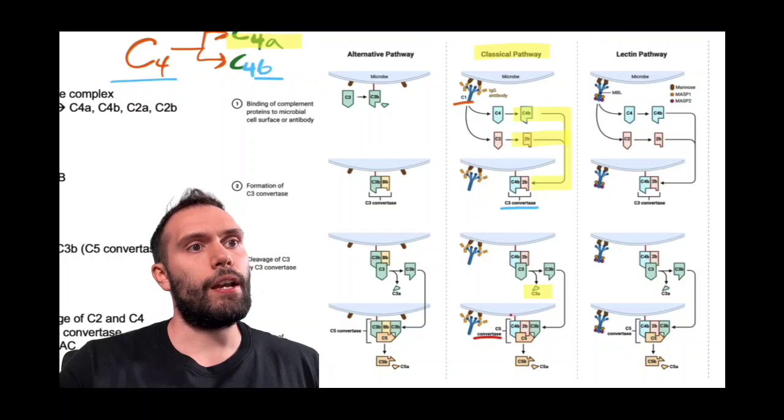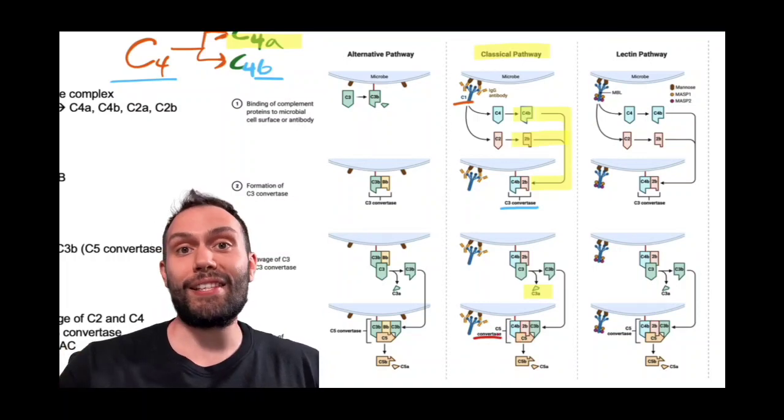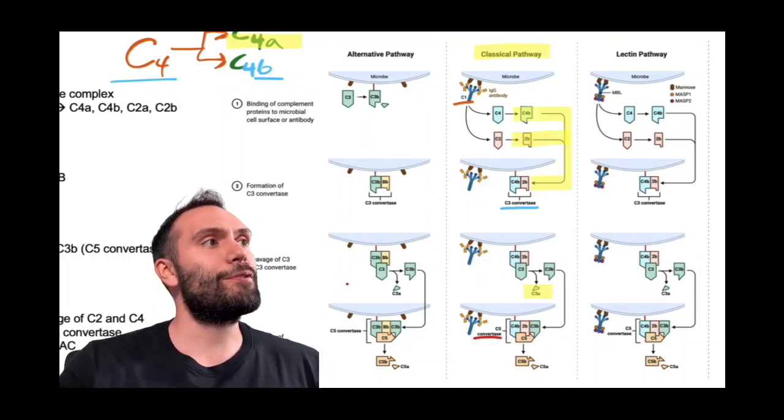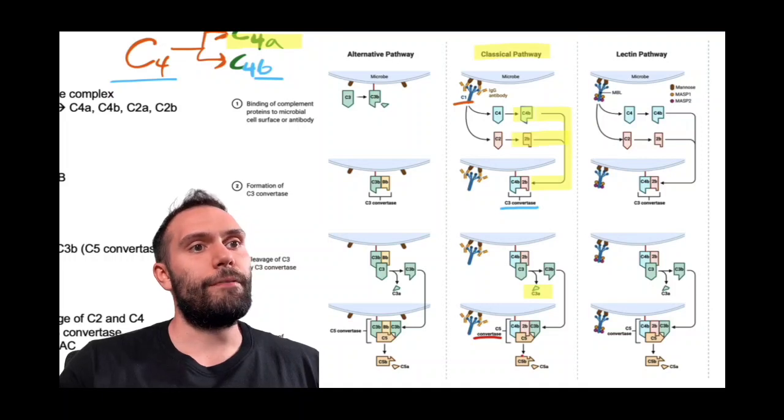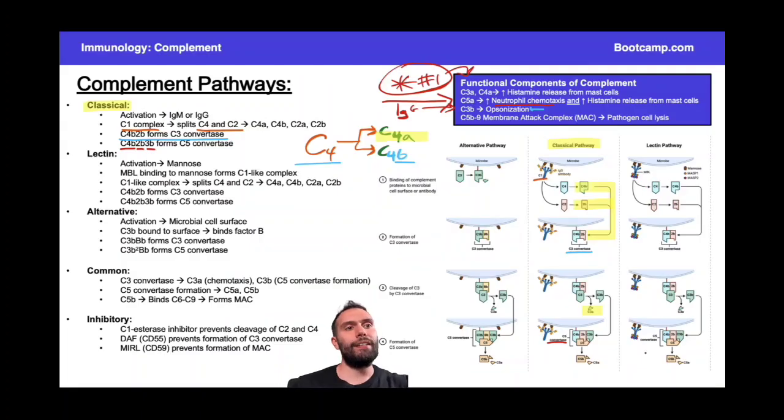Now the C5 convertase, like it says, is going to convert C5. Again, this is formed from C4b, C2b, and C3b. This is kind of where it gets confusing, but again, it's telling you what it does. So it's going to cleave C5. Once we finally get to this step where we form this C5 convertase, we're able to cleave C5. And again, we get our two components.